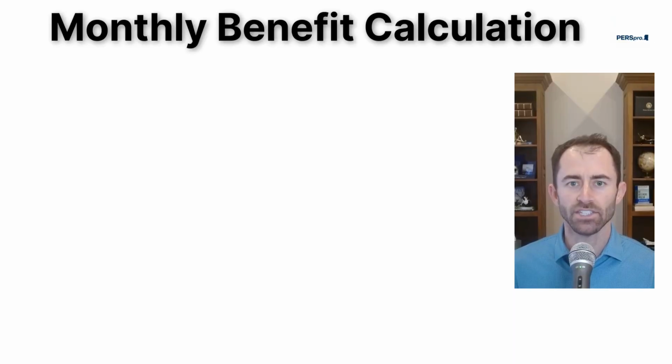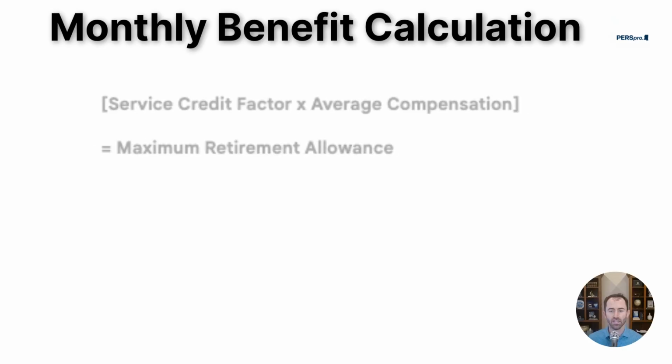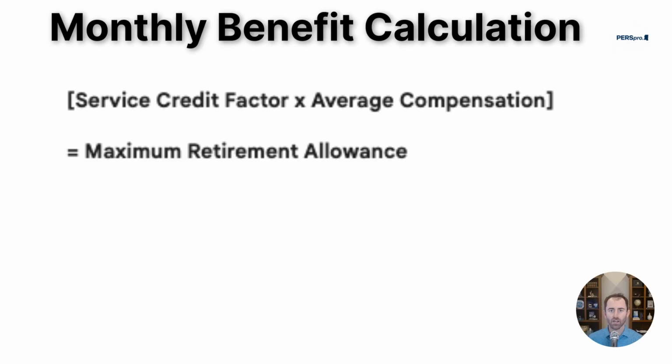How is the monthly benefit amount for option 2 actually determined? Your monthly benefit calculation under option 2 starts with the same two ingredients and calculation we discussed in video number 35. Those ingredients are your average compensation, or highest 4 years, and your service credit factor, which is based on your total service credit. The result of this calculation forms your maximum retirement allowance, which is the amount available under the maximum retirement allowance option.